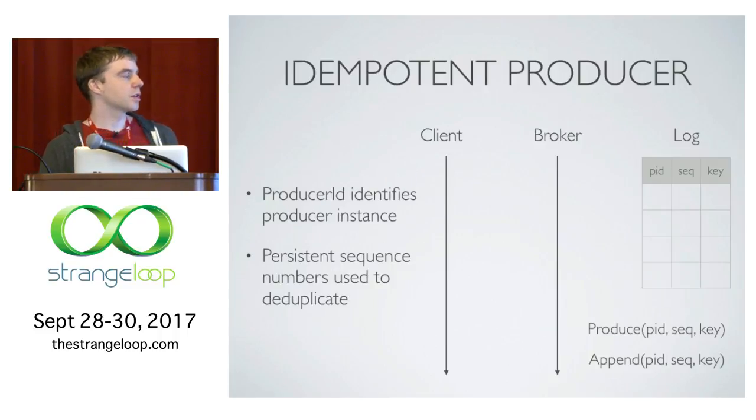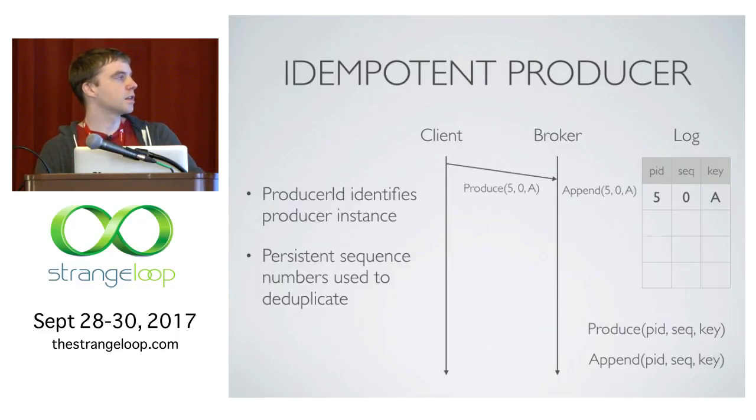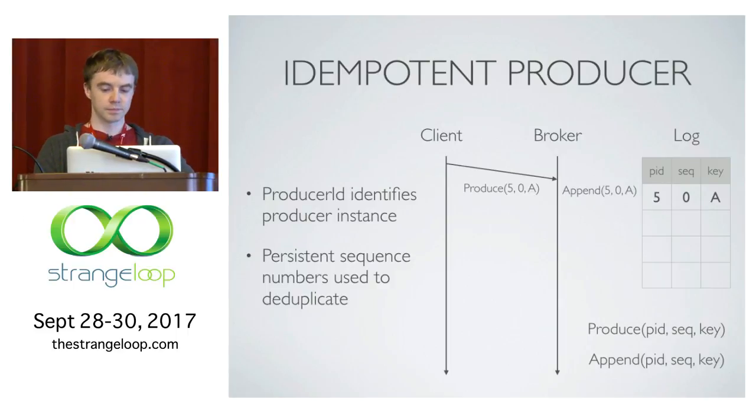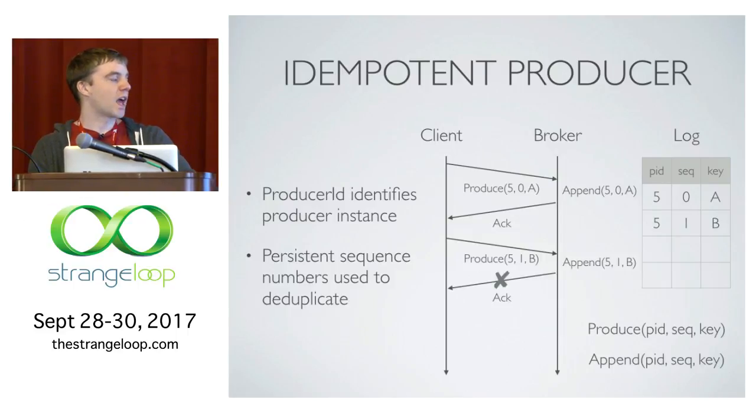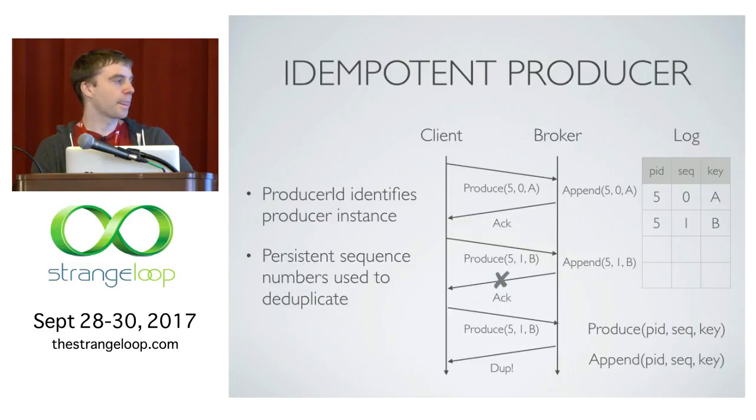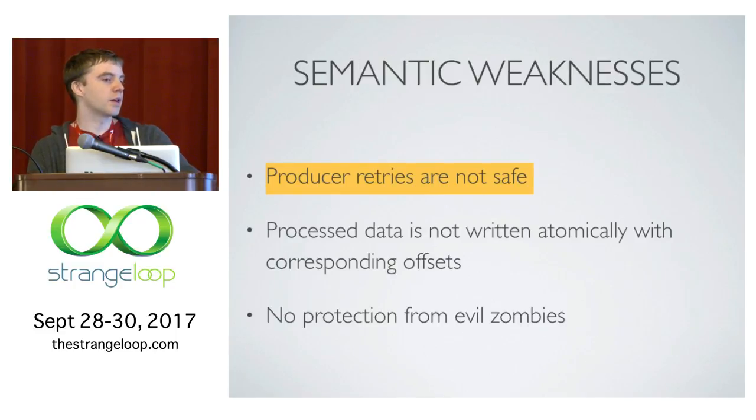So how does this work? We'll go through an example just very quickly. So you're producing data with a particular producer ID and a sequence number, and it gets written to the log. As long as you write with the next expected sequence number, it will be accepted. Now, if we happen to lose the ACK, we retry, and now we can detect a duplicate. OK, so now we made producer retries safe.